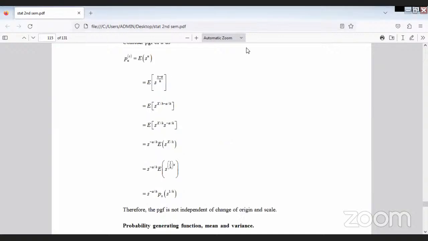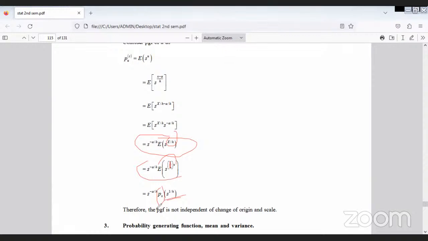So therefore s power minus a by h. This X by h we can write as 1 by h into X. So s power minus a by h, and E of s power X we can write here. Therefore the PGF is not independent of change of origin and scale. Why not independent? Tell me.